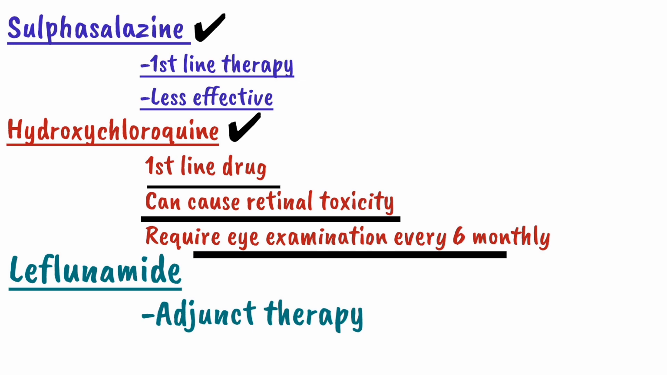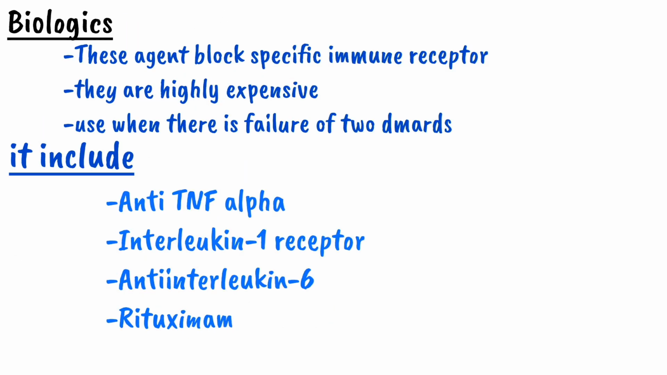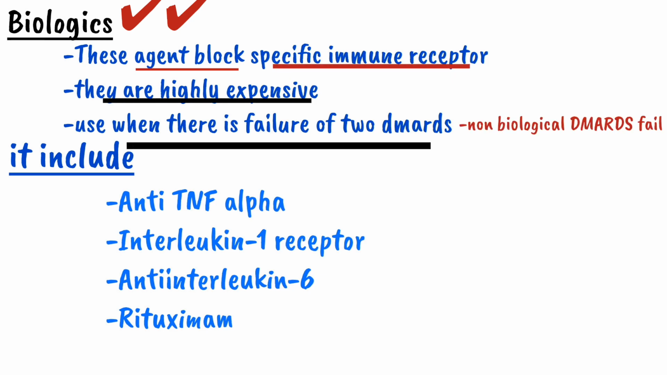We can also use leflunomide. It is used as an adjuvant therapy with methotrexate. Remember that initially we use 1 DMARD, but when the patient shows no improvement, we add a second DMARD. But when the 2 DMARDs are not showing appropriate benefit, we add a biological DMARD. These are agents which block a specific immune receptor. They are highly expensive, so they can only be used when the 2 DMARDs have failed.